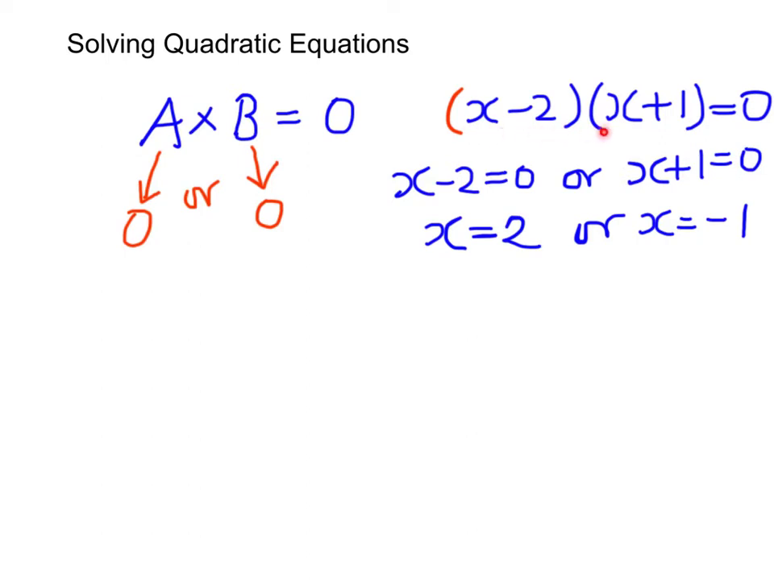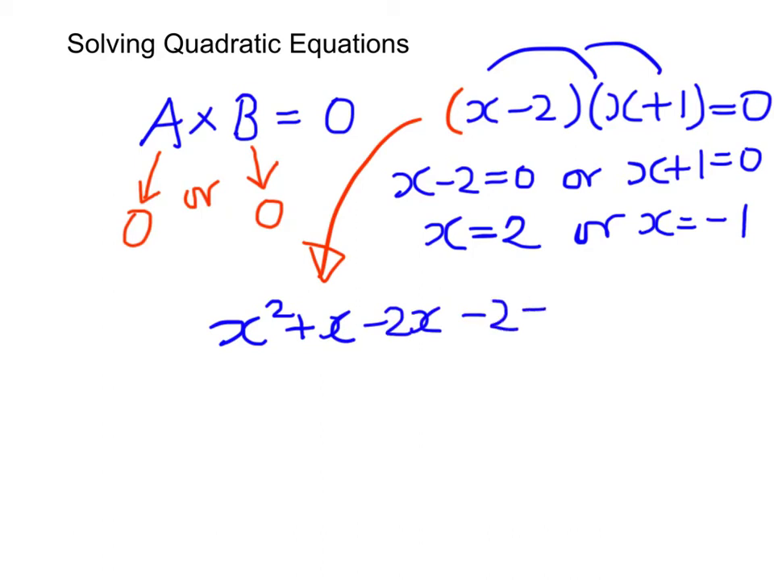But in fact, we can see that in the original equation, on the left hand side, we have a factor format. What if we expand these two factors? We will have x squared plus x minus 2x minus 2 equals 0. Or we can further simplify it as x squared minus x minus 2 equals 0. And now we have an equation like this, x squared minus x minus 2 equals 0.